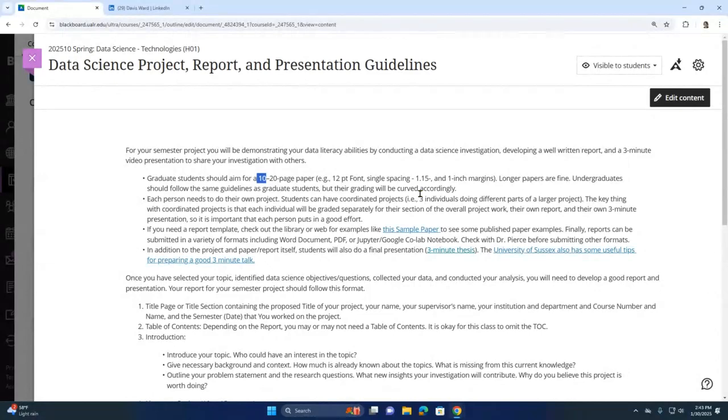I put the 20 just because I don't want students to feel like they have to do a 30, 40, 50, 60 page paper. And again, I'm assuming a reasonable font, single spacing, or, if you want to do a little bit more than a single space, that is fine. I kind of like 1.15 is a very comfortable spacing. And just regular margins.